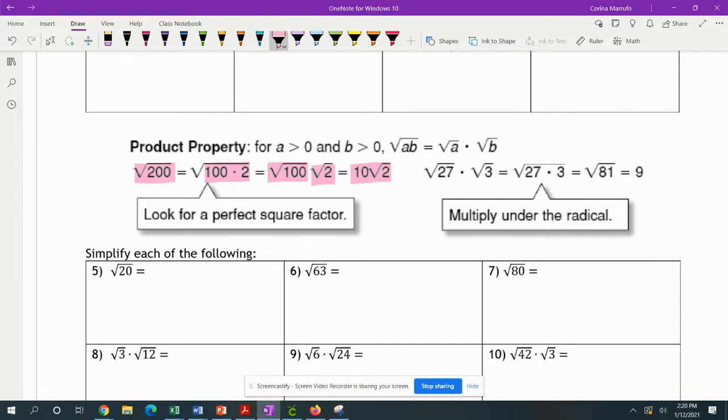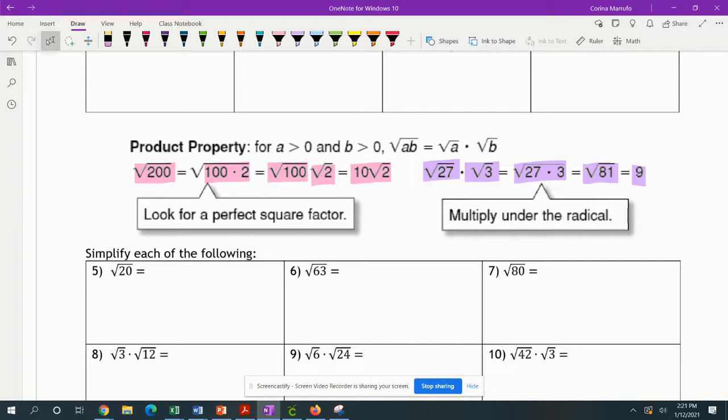All right, this next example, sometimes it can give you the square root of 27 and have you multiply it times the square root of 3. So you can actually just put it inside the same square root and multiply them. Okay, and this only works for multiplication and division. Right now we're just worried about the multiplication. It ends up giving you the square root of 81, which is equal to 9.